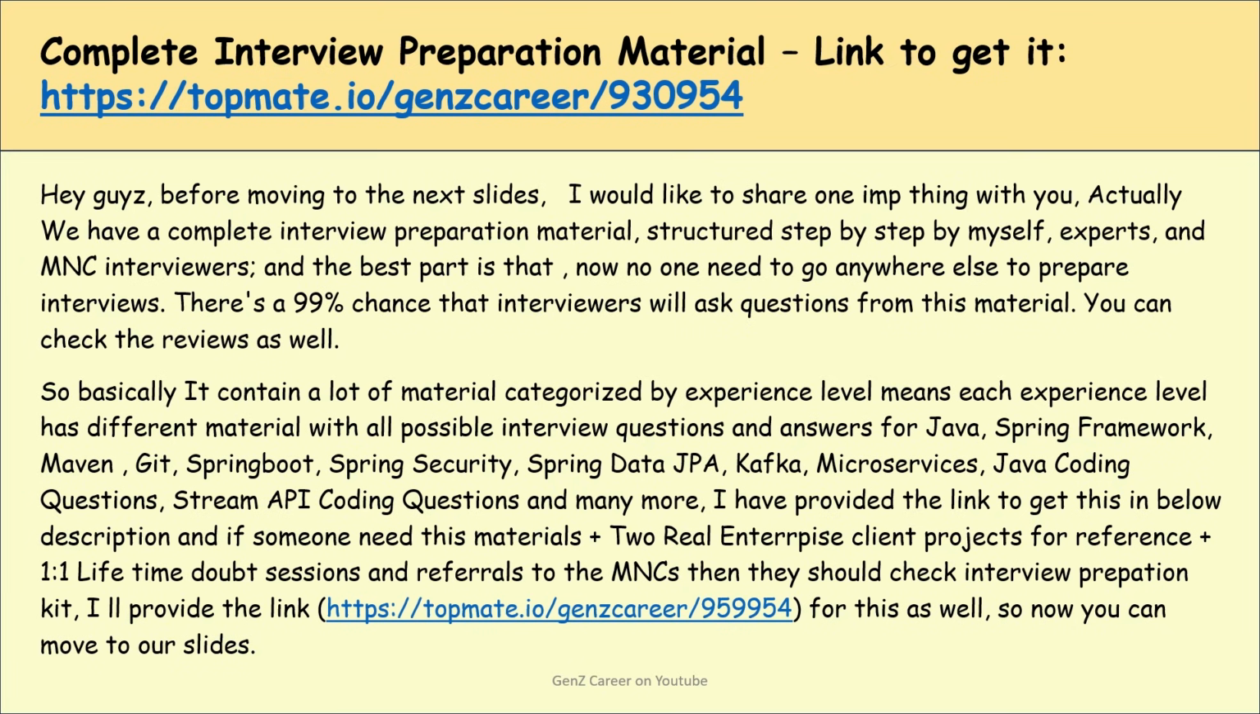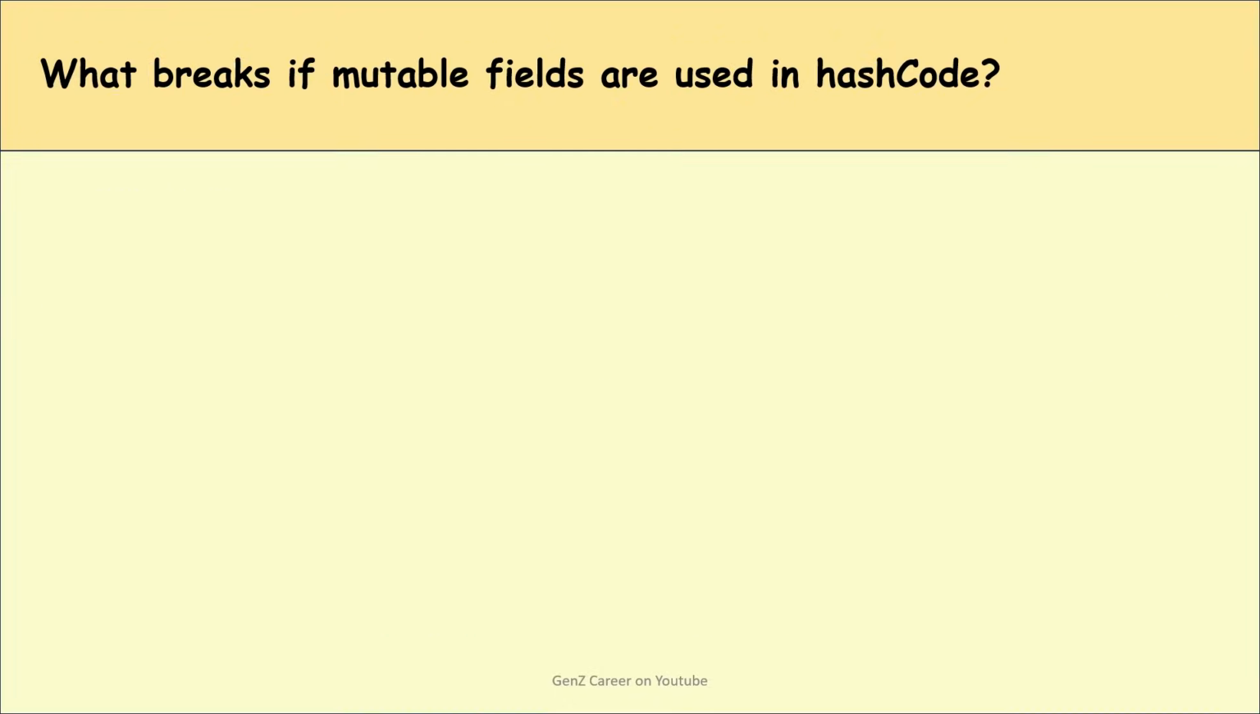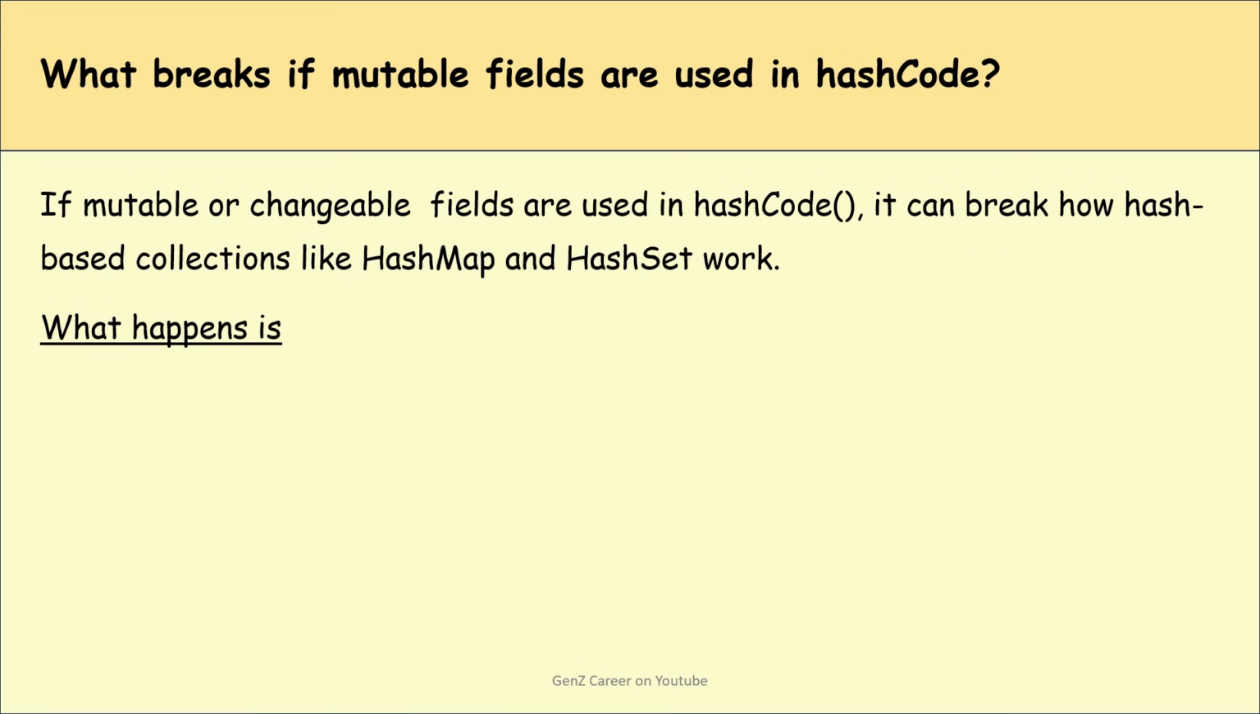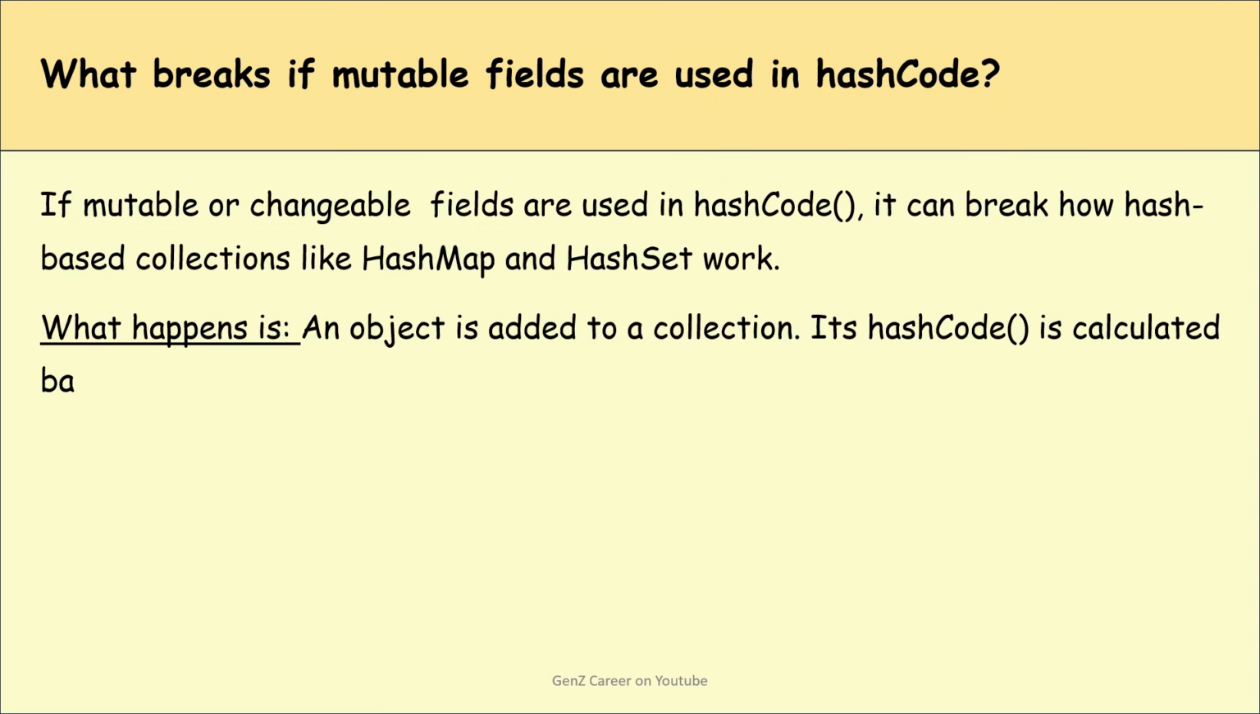So now moving to our questions. What breaks if mutable fields are used in hashCode? So guys, if mutable or changeable fields are used in hashCode, it can break how hash-based collections like HashMap and HashSet work. What happens is, an object is added to a collection, its hashCode is calculated based on its fields.